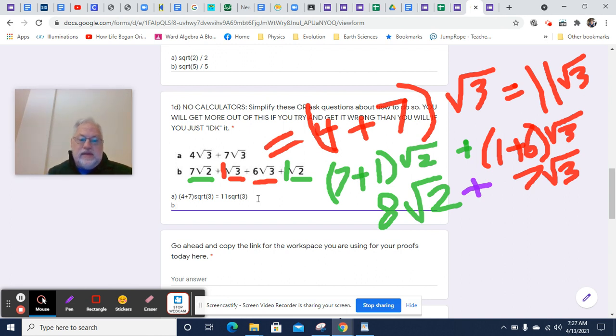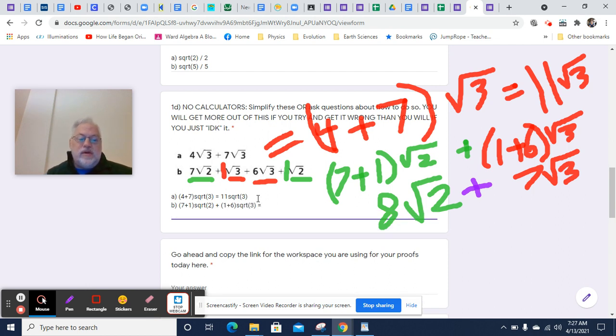So B ends up going from, we group the square roots of 2. So 7 plus 1 square root of 2 plus 1 plus 6 square root of 3. And that simplifies to 8 square root of 2 plus 7 square root of 3, like that.